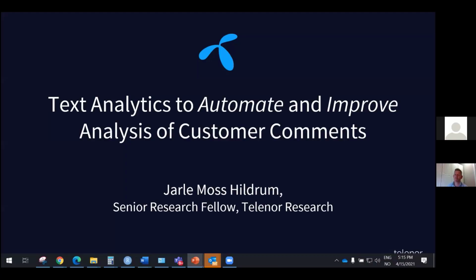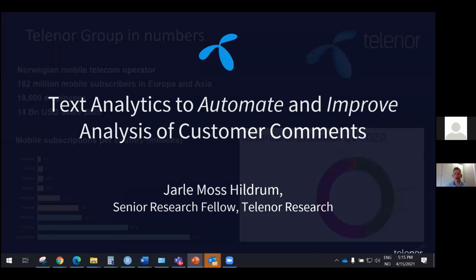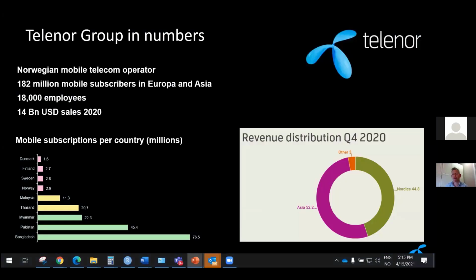I've done that for 7 years using these tools in different ways, and it's fun to be part of this. So I will not spend too much time on the background and where I come from. You said a little bit about it, but Telenor, where I work, is a Norwegian telecom operator. It's one of the biggest tech companies in Norway, and we have 182 million mobile subscribers in Europe and East Asia. And we are about 18,000 employees.